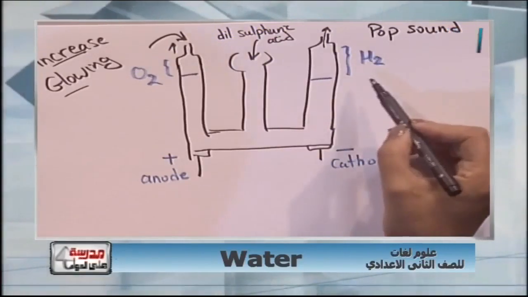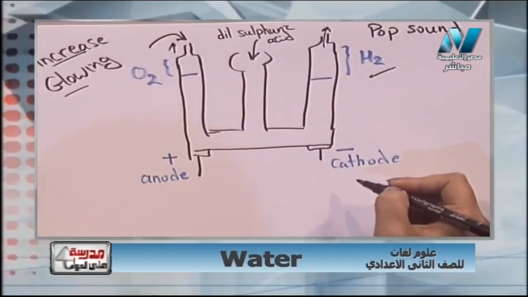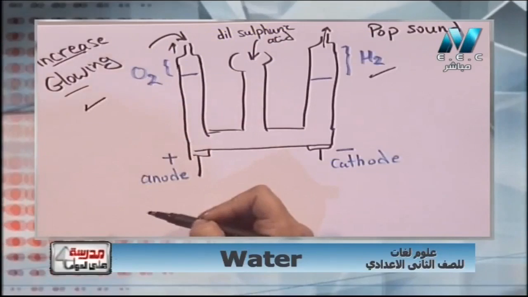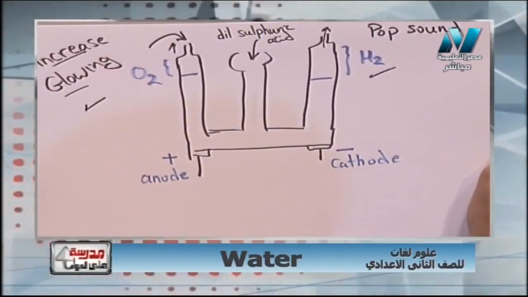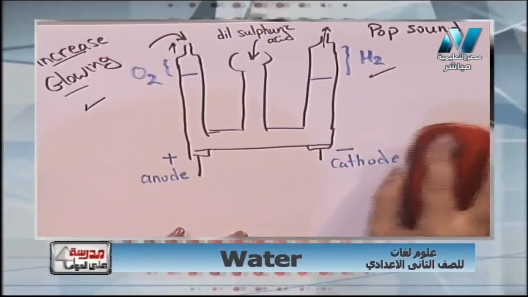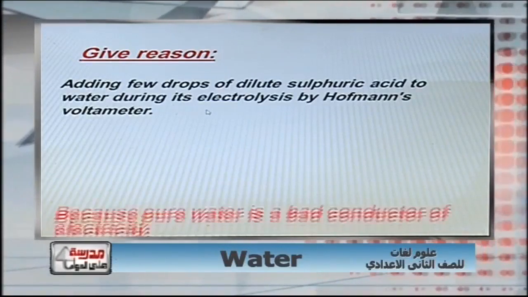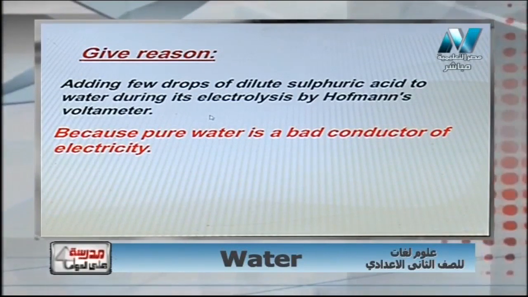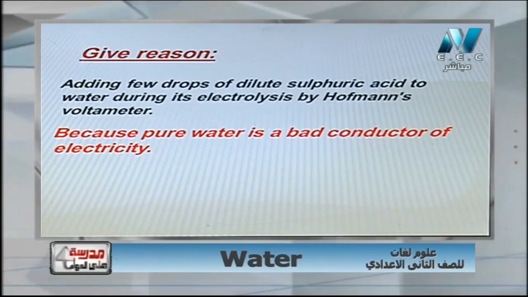Okay, so what's the gas which gives a pop sound? It is hydrogen. What's the gas which increases the glowing of the splint? Is the oxygen gas. Okay. Next, give reason for adding a few drops of dilute sulfuric acid to water during electrolysis. We said before why? Because pure water is a bad conductor of electricity.